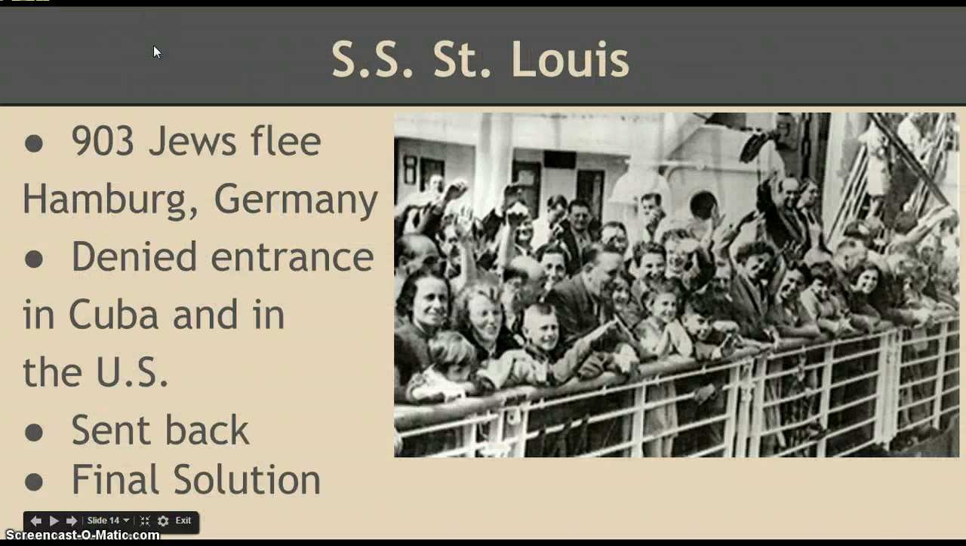All right, so moving on to the next bullet, the SS St. Louis. I want to make sure you guys know I made a small typo on the number. It's over 900 Jews. It's actually 930 Jewish refugees. They flee Hamburg, Germany, from Hitler. They board this ship and they head for Cuba. When they get to Cuba, they're not even allowed to disembark. So they're denied entrance, and they try to go to the United States, and they also are blocked.